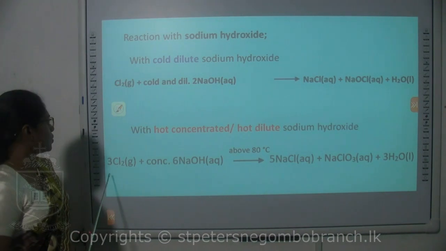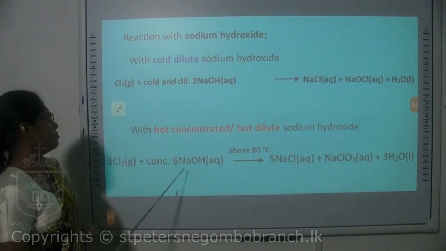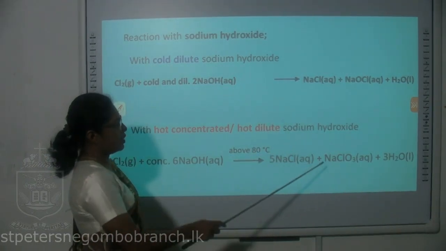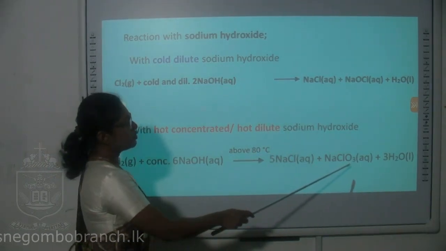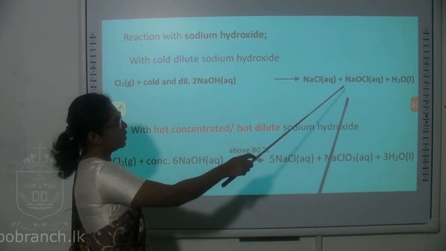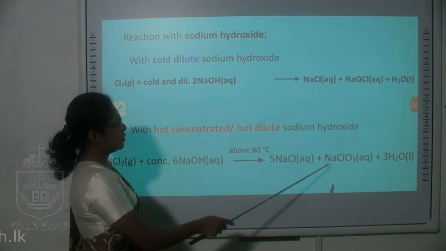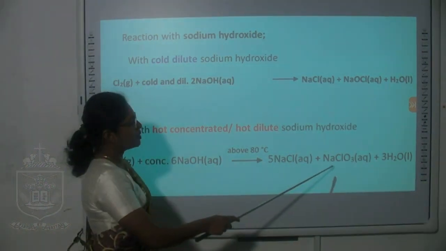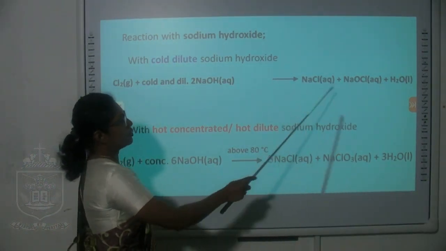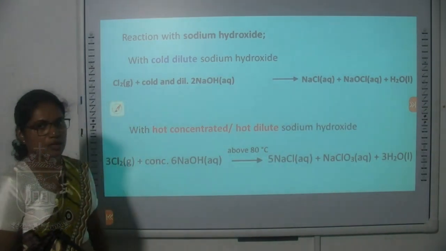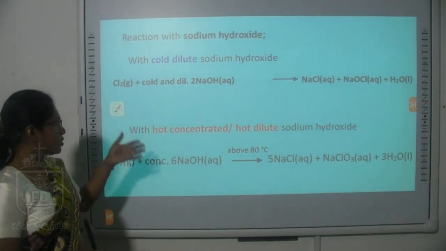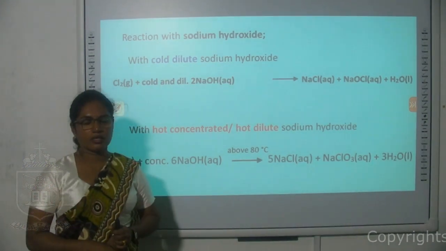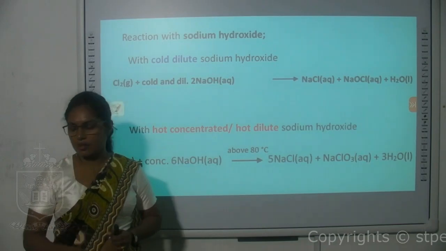But with hot sodium hydroxide, it forms NaCl, which is the same, and NaClO3. Here it forms NaOCl, with hot sodium hydroxide it forms NaClO3. The other two products are the same. So you have to remember the difference of these two reactions about these products.